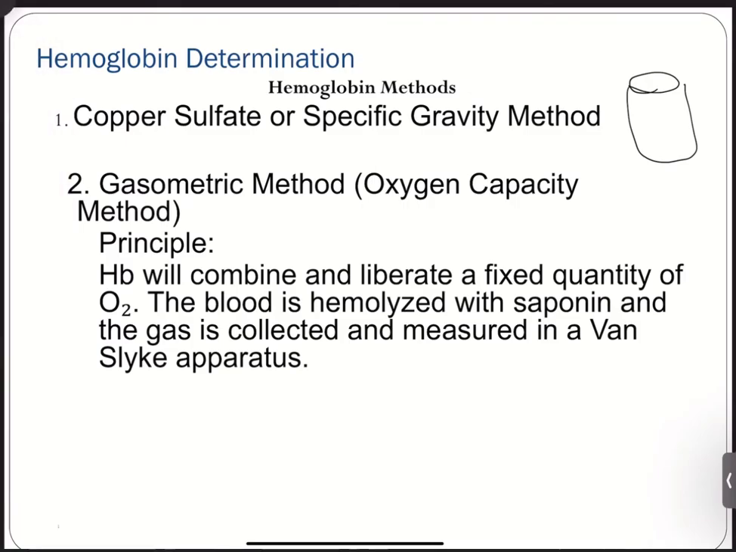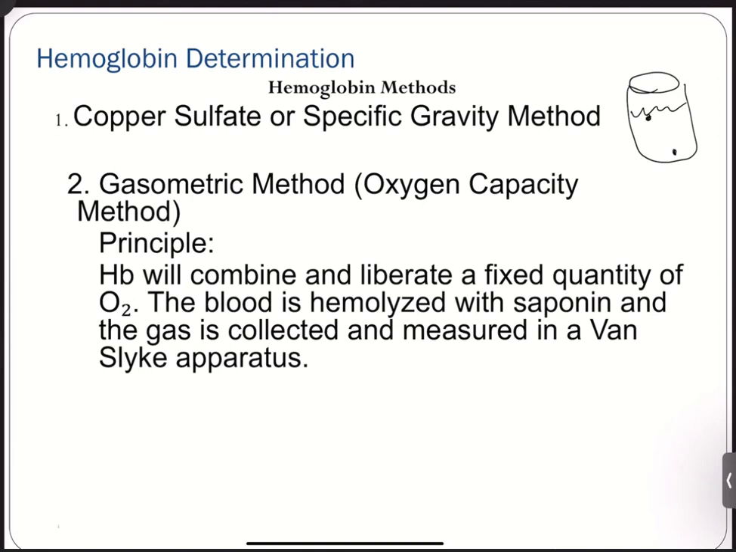So you do have the solution with copper sulfate, then the drop of blood. If ever the blood will sink, okay, then you do have enough hemoglobin in that patient. If it floats, then you don't have enough hemoglobin. The hemoglobin content is too low. Okay? So your patient cannot donate blood. That's the quick method in determining if there is a normal, decreased, or increased amount of hemoglobin.